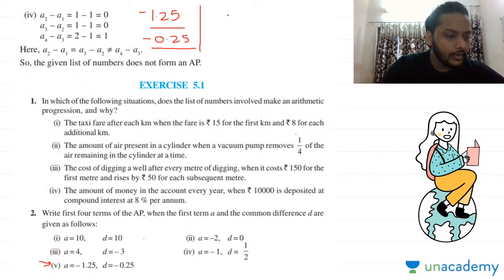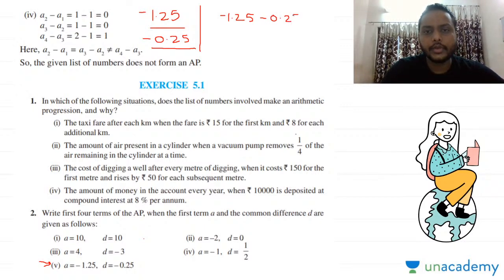Guys, hello Arosri, Arindam, how are you? Next term will be what? Next term will be a plus d, which means -1.25 minus 0.25.